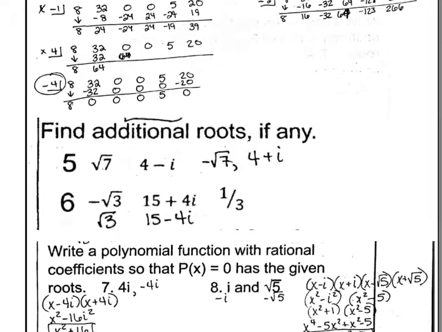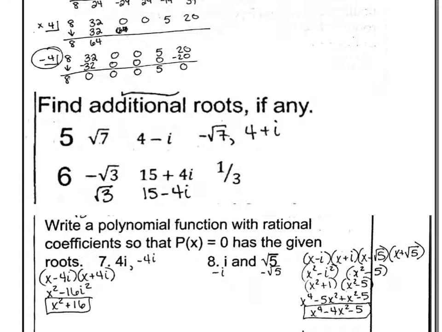Finding additional roots, 5 and 6. Do not get fooled by that 1/3. Remember, it does not have an additional root. It's not a radical or an i. And then the last 4.